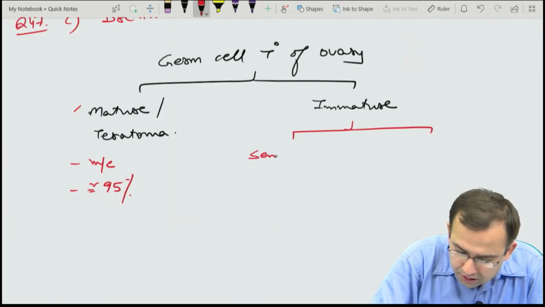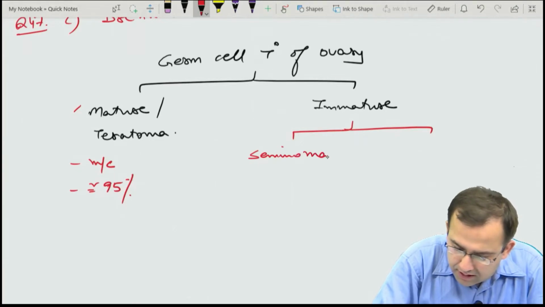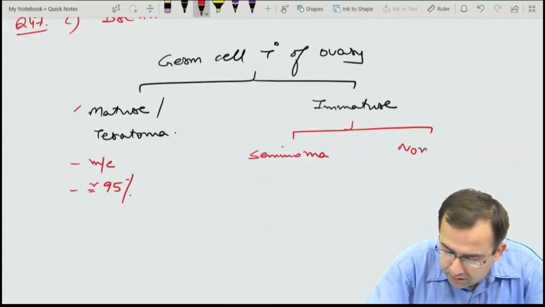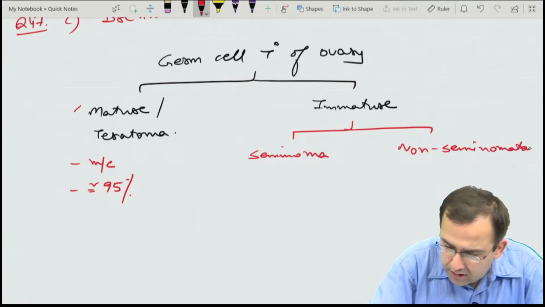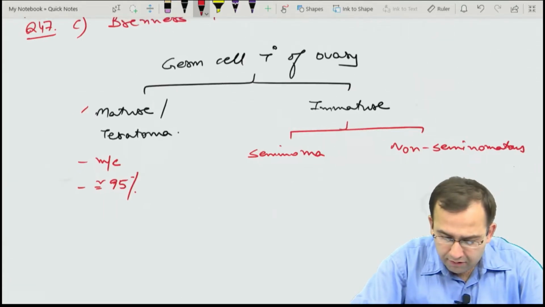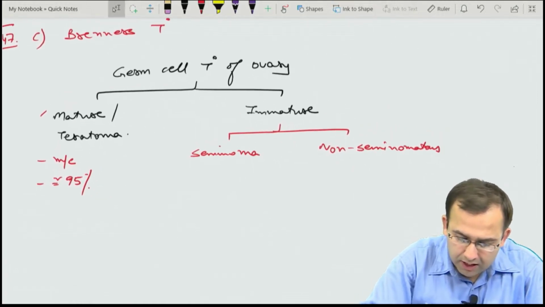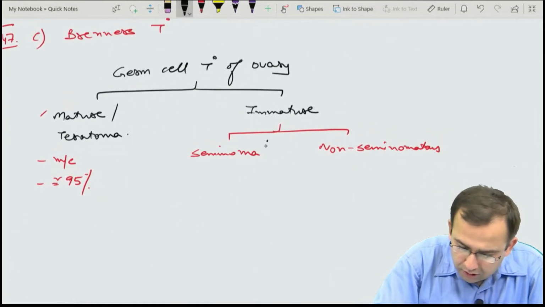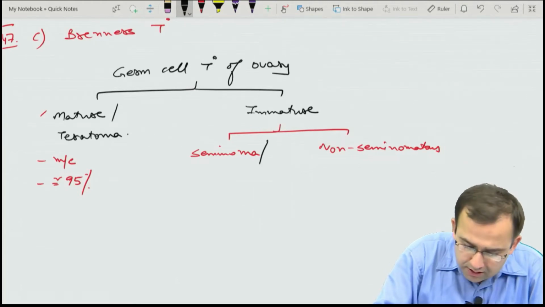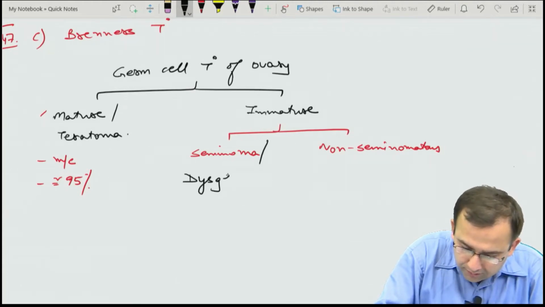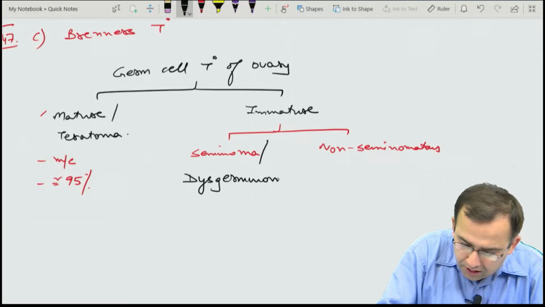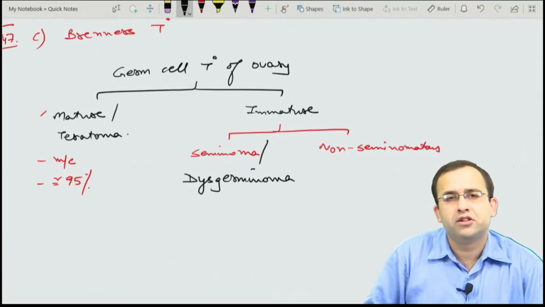Next point, immature germ cell tumors are again of two types: seminomas and non-seminomatous tumors. First, the ovarian counterpart of seminoma is dysgerminoma.